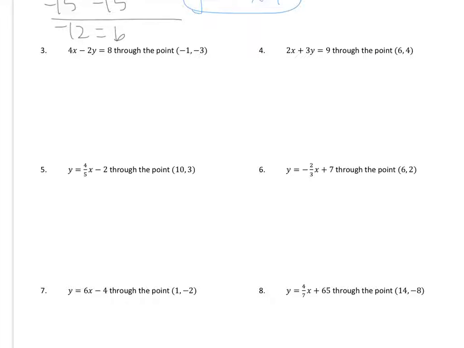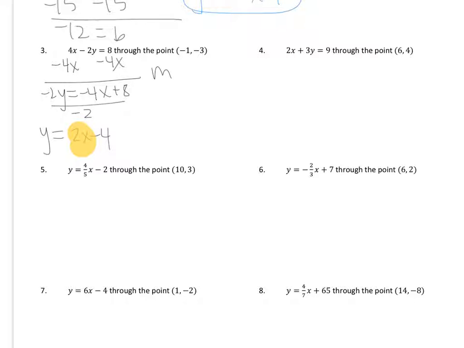So let's move the 4x over, and so I'll subtract it and get -2y equals -4x plus 8. Divide everything by -2 to isolate y, so y equals 2x minus 4. Now I know my slope. I'm going to highlight that. It's 2, and so I want to use that same slope now because this line is parallel when I solve for the new y-intercept. So m here equals 2, x equals -1, y equals -3.